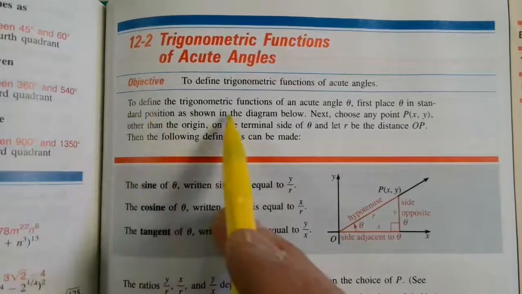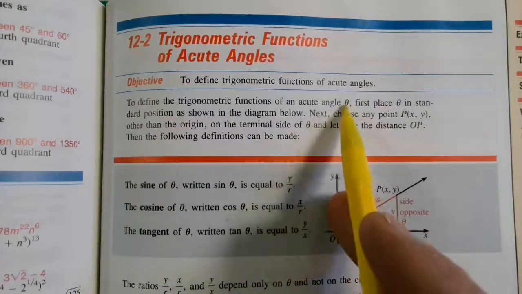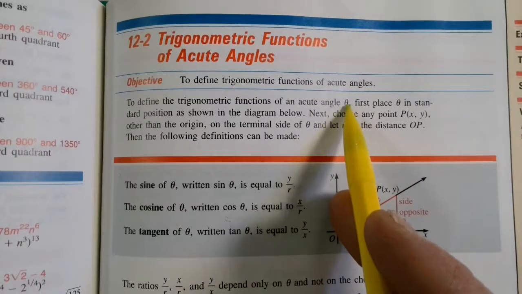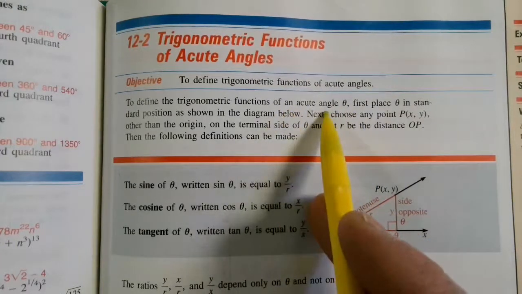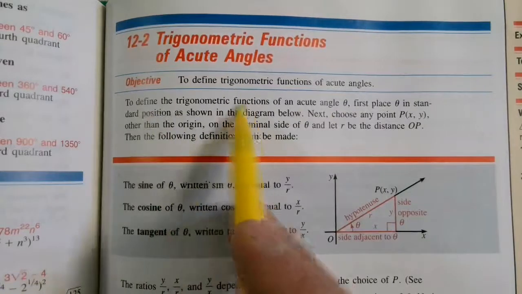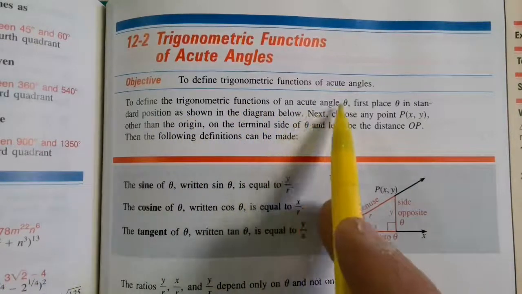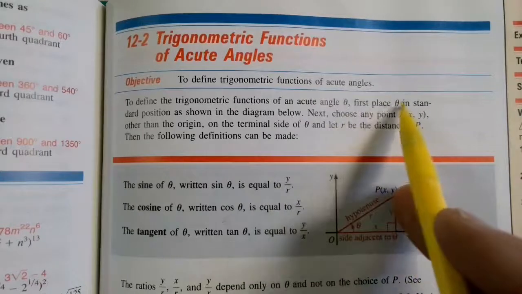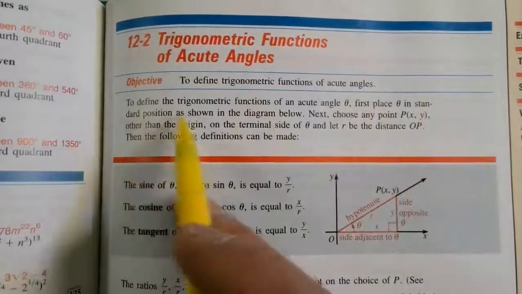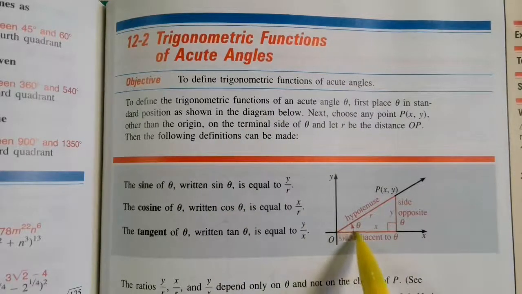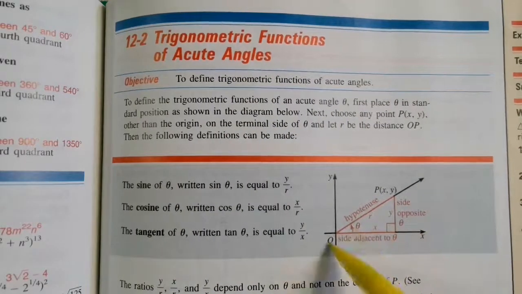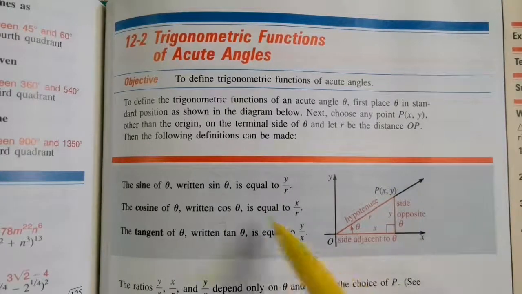Okay, to define the trigonometric functions of an acute angle theta, we're just going to pick the Greek letter theta and say that that's the angle we're going to care about. We're just going to name an angle theta, and it's going to be an acute angle. In order to define the trigonometric functions of an acute angle theta, first place theta in standard position as shown in the diagram below. So here's the diagram. The initial side is on the x-axis, and the terminal side is rotated counterclockwise up into the first quadrant here. It's an acute angle.